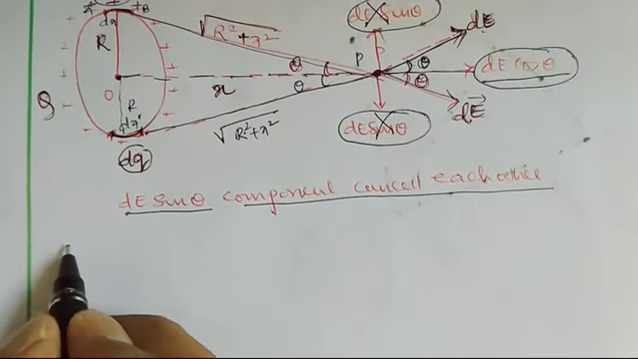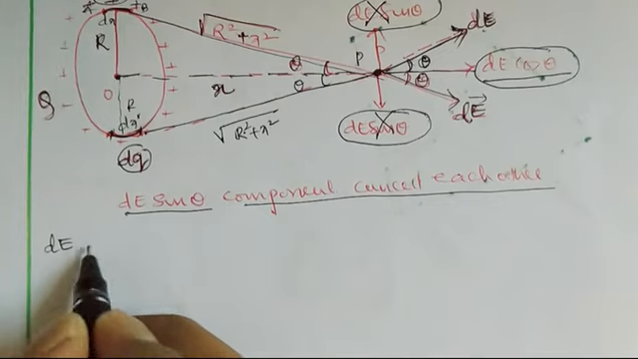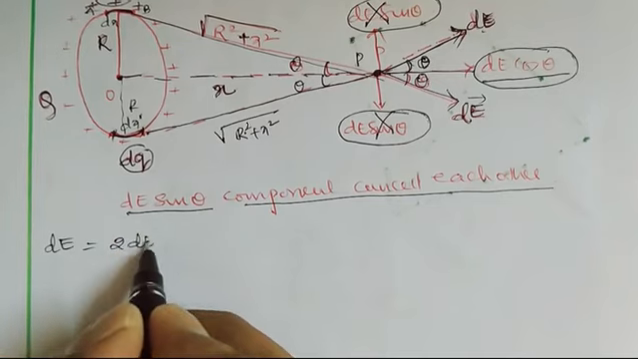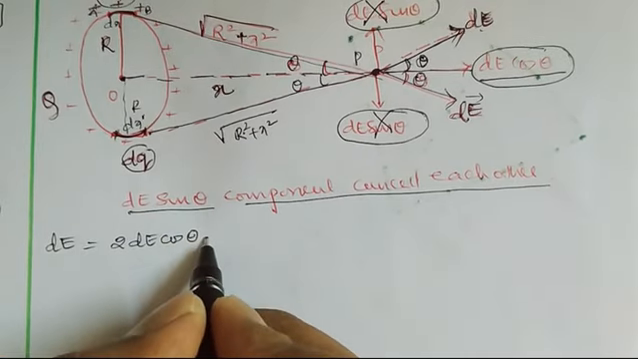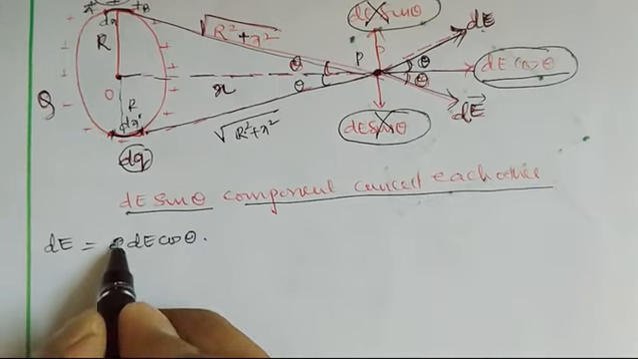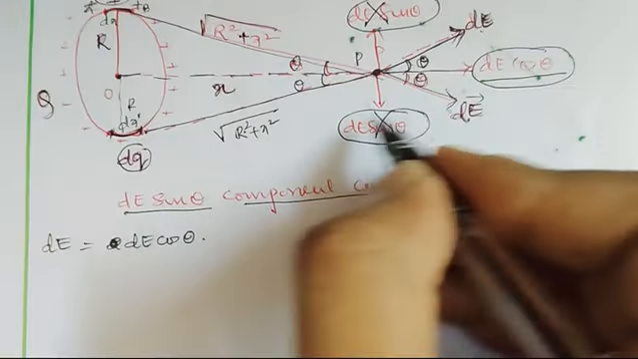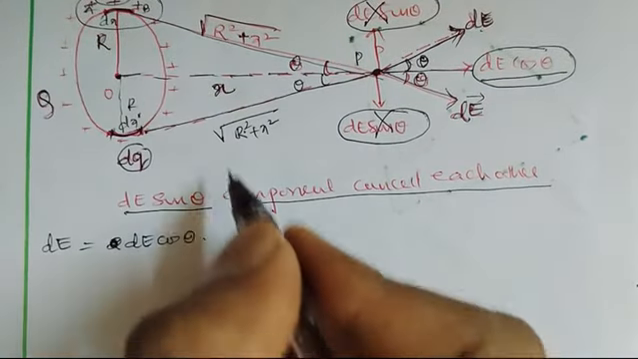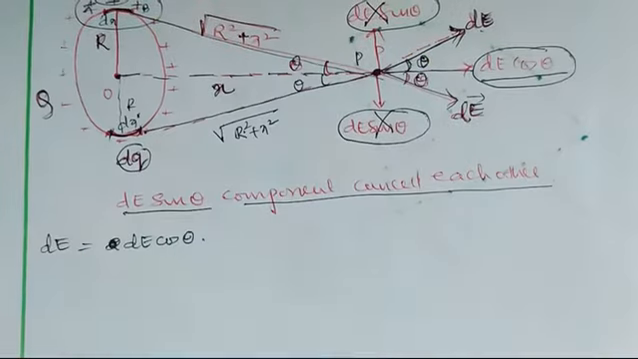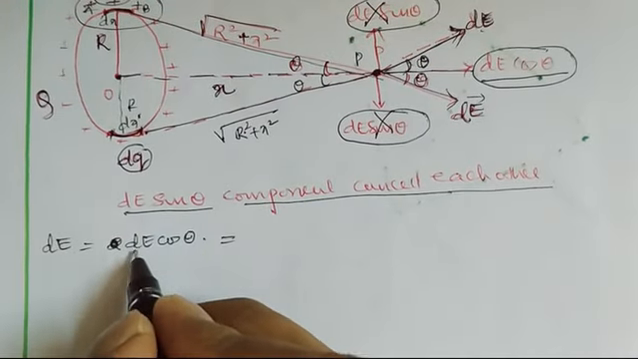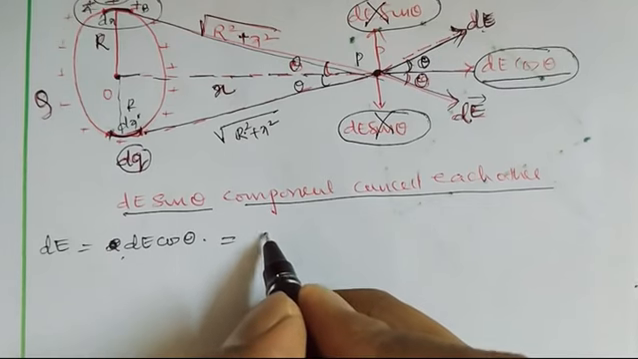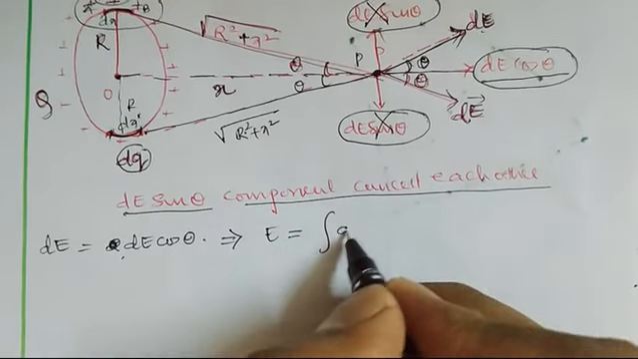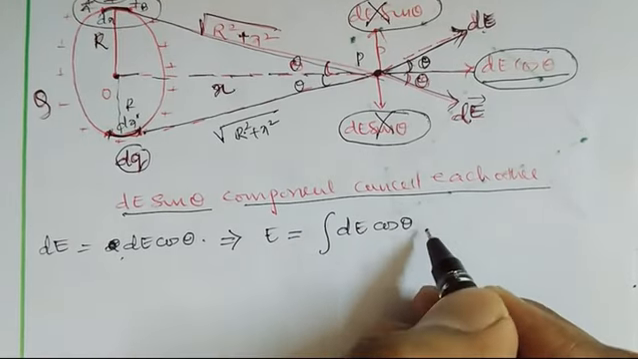Now see what you will write. The electric field will be equal to 2 dE cos theta. Or simply, if I write dE cos theta, I am considering only the contribution due to this one. Now if you want it for the whole charge, what will you write? If you want the total electric field, it is the integration of dE cos theta.